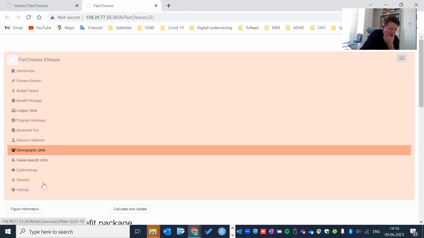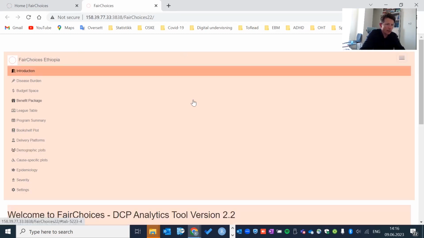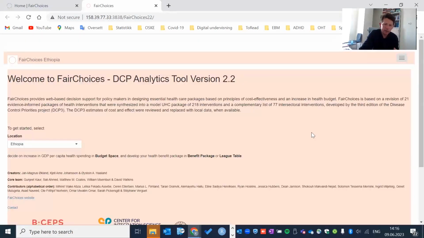And the others, you can read about these in the instructions that we have downloaded, and more videos will come.